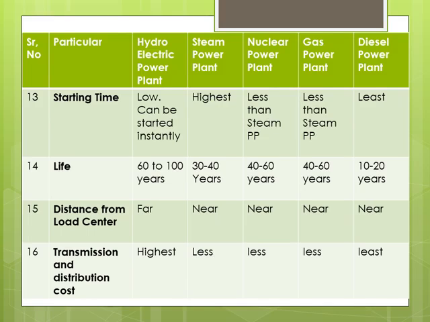Distance from load centers. Hydroelectric power plants are always far away from the load centers because they are constructed in hilly areas. The rest of the plants, that is steam, nuclear, gas and diesel, can be constructed near the load centers. So transmission and distribution cost: due to the location of the hydroelectric power plants far away from the load centers, the transmission cost is very high. It is less in case of steam, nuclear and gas, and it is least for diesel power plants.